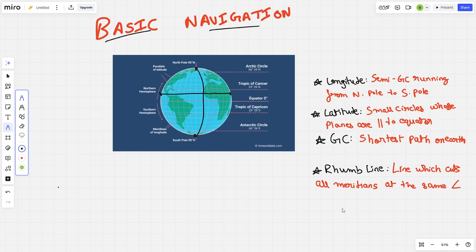Rhumb lines, on the other hand, are lines which are curved on the surface of the Earth, and they cut each meridian at the same angle. Rhumb lines have constant true direction and they spiral towards the poles. And rhumb line distance is greater than GC distance because GC is the shortest path on the Earth.